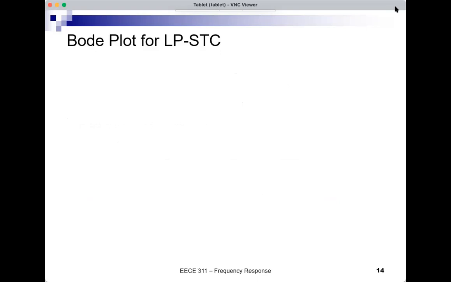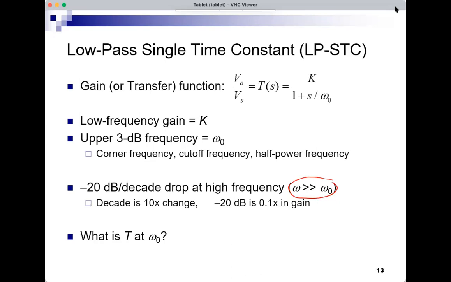The Bode plot is a nice graphical representation of the transfer function. There are two types of Bode plots: the magnitude plot and the phase plot. Now, when I have a transfer function like the one on the previous slide, K over 1 plus s over omega 0, when I want to study the effect of omega on this, I take the s and replace it by j omega. And then this becomes T of j omega.